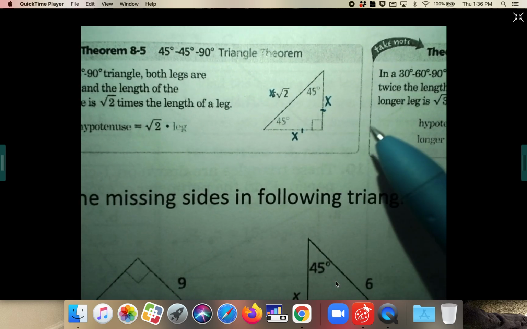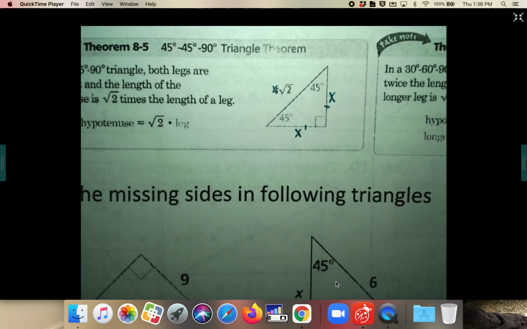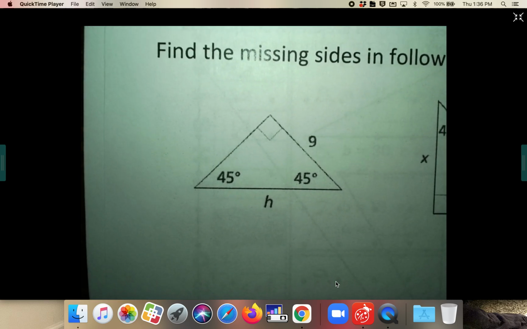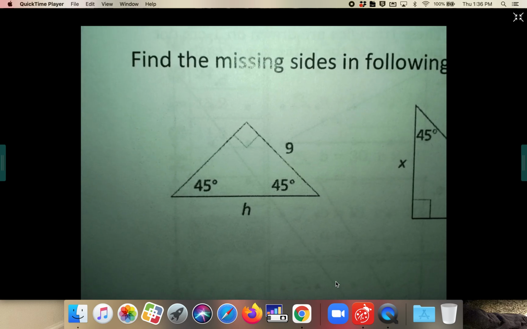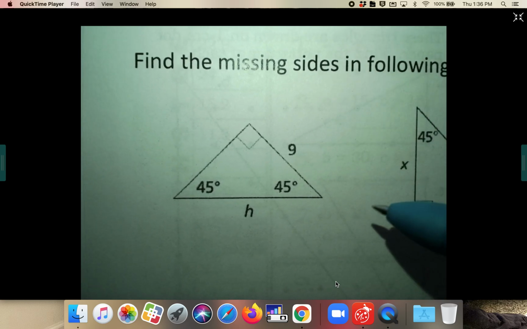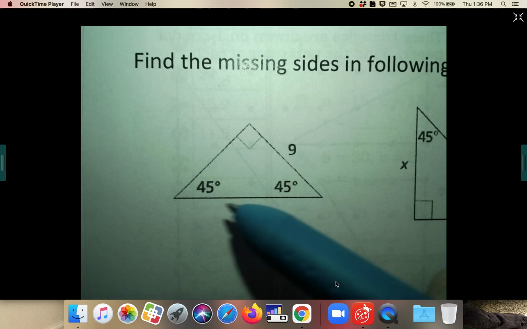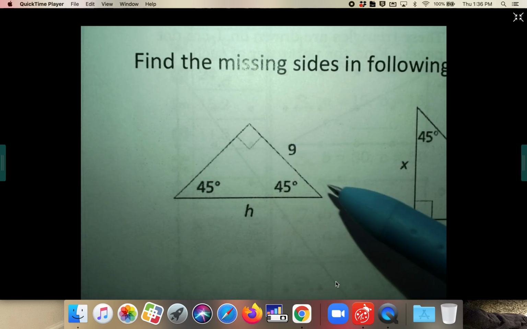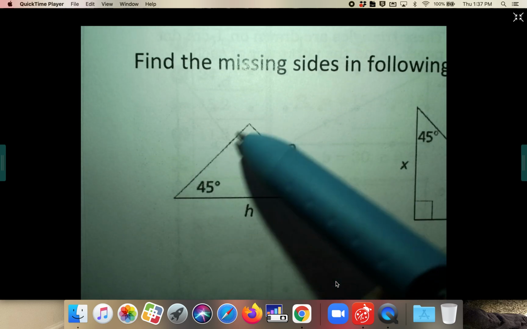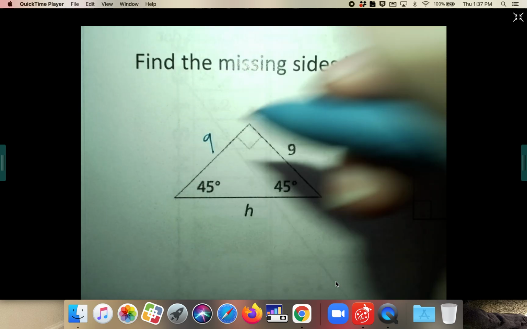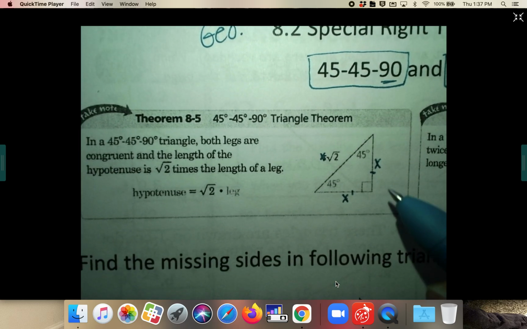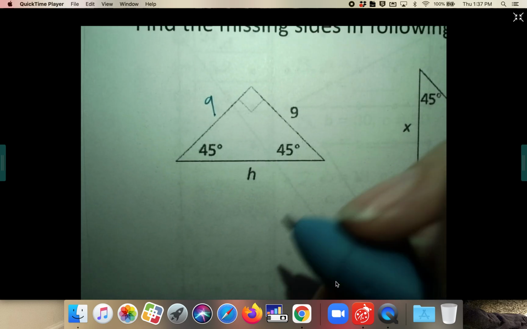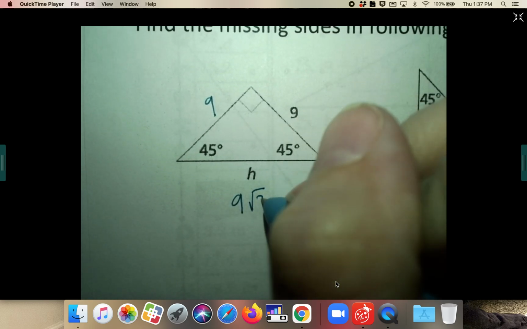So knowing that these are the ratios every time in a 30, 60, 90 triangle, or every time in a 45, 45, 90 triangle, you're able to use those special ratios to solve for missing side lengths without having to use the Pythagorean theorem. So find the missing side lengths in this first one. Well, it's a 45, 45, 90 triangle, so that means this is a leg, and this is also a leg. So if this is 9, this is also 9. And the formula is 9, 9, 9 root 2. So the h would represent 9 times the square root of 2.